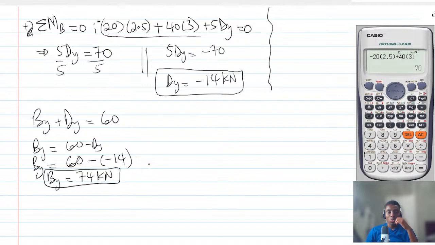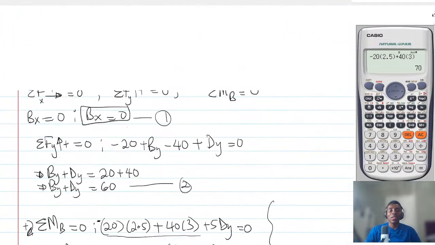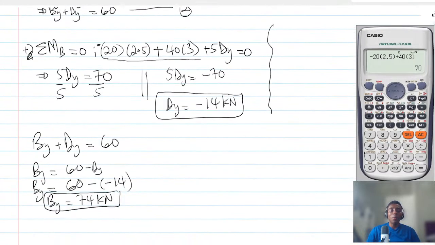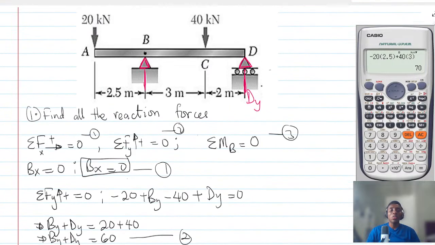Basically what are we going to do? All you have to do is to now draw the free body diagram again and show where the forces are acting. But then I don't want to redraw it again. I will just look at it and then assign the forces. So for instance, let me give you an example. So at by here, we had by to be 74 kilonewtons.